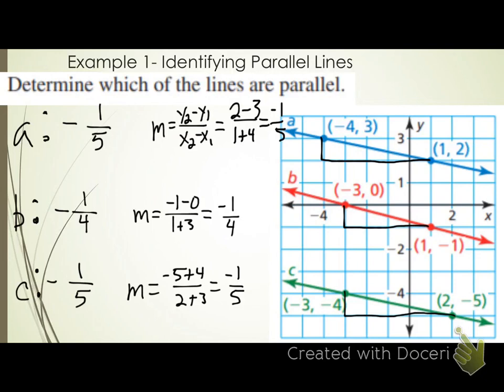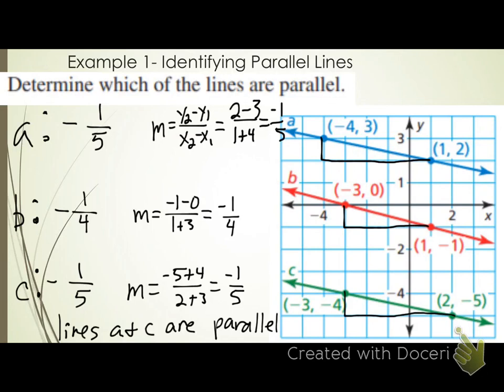Now I can compare them. Do any of my lines have the same slope? A and C. Does everyone see that? So what can I say of lines A and C? They're parallel. Lines A and C are parallel. That's how I would answer the question on example 1, or the statement, I should say.